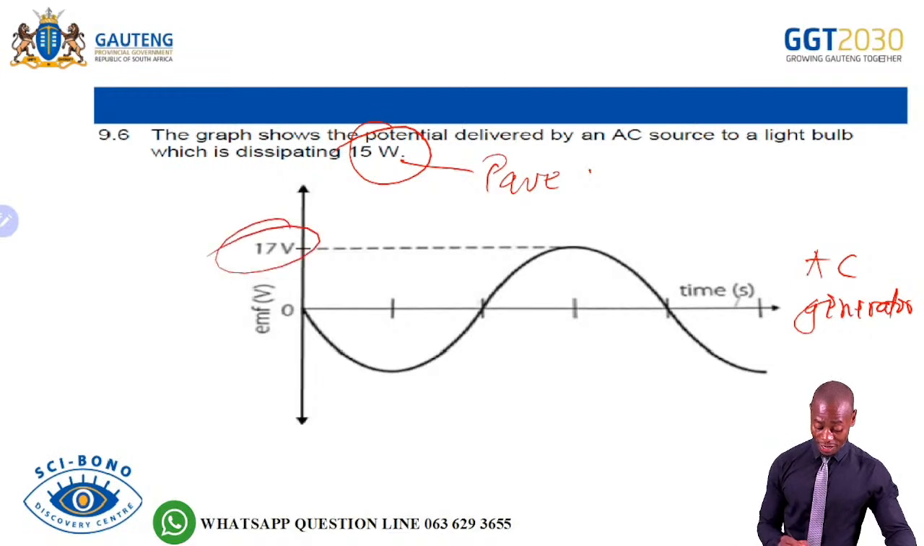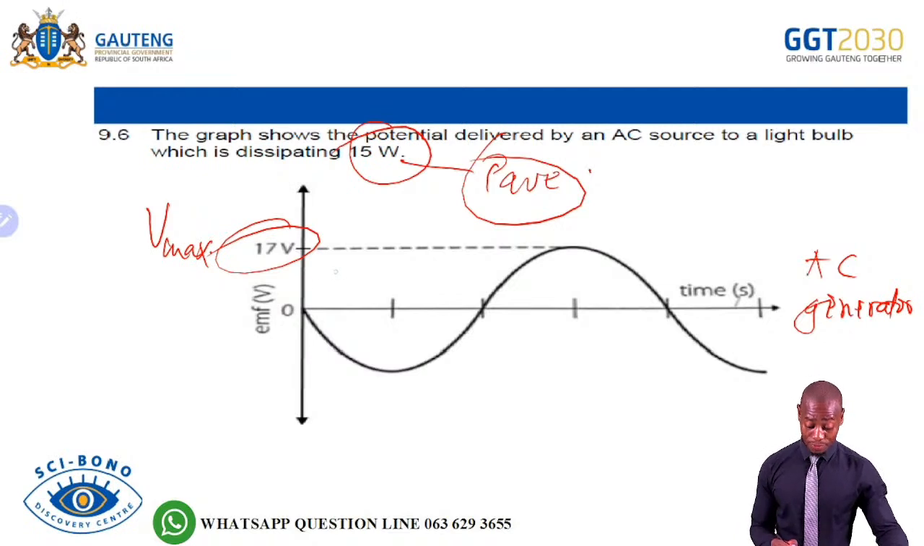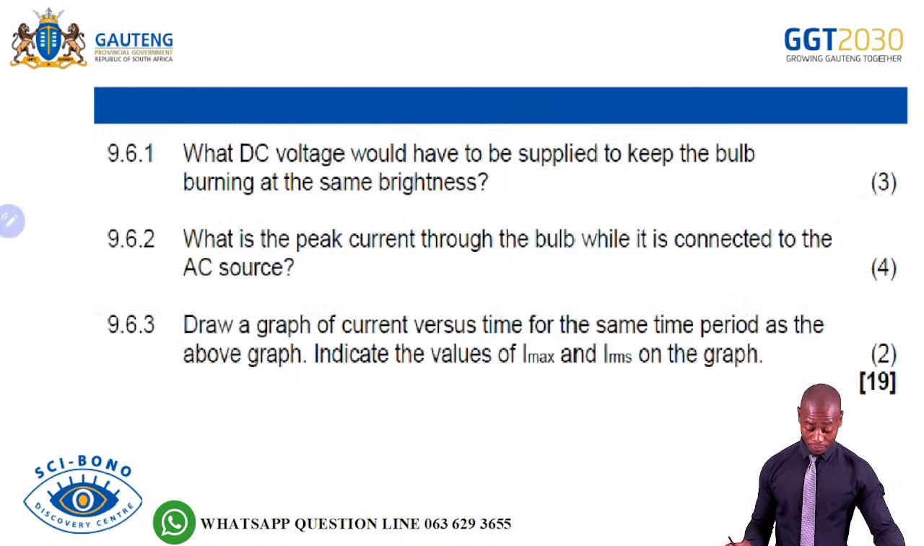So here, learners, we're having what here? Maximum. We have Vmax here. We have Vmax, we also have what? Average power. So when it comes to this graph, we have Vmax, you also have the average power, all right? Then what DC voltage would have to be supplied to keep the bulb burning at the same brightness, right?